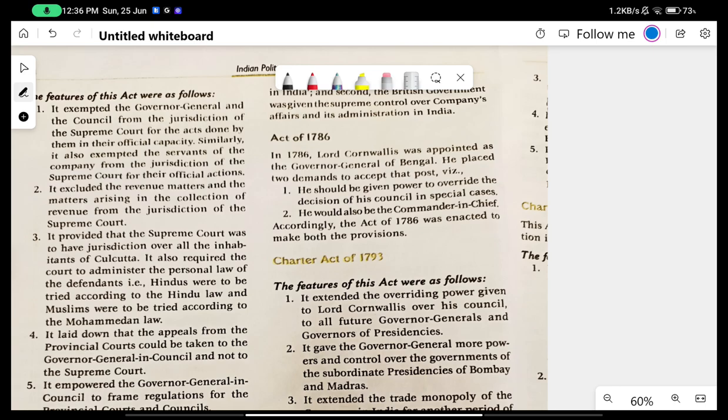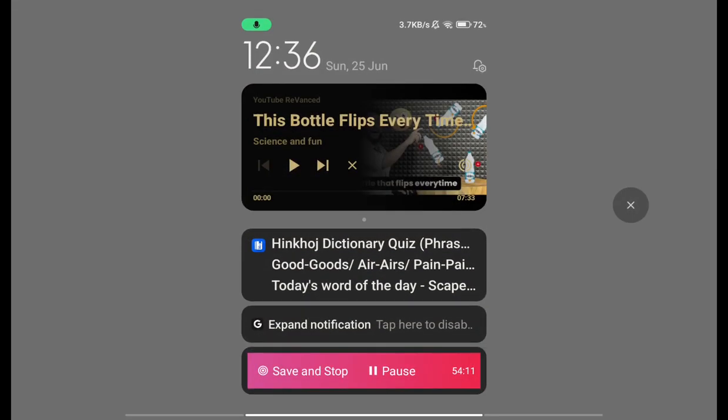Then came the Charter Act of 1793. I think we'll take just a little bit of break here and then we'll continue with Charter Act.